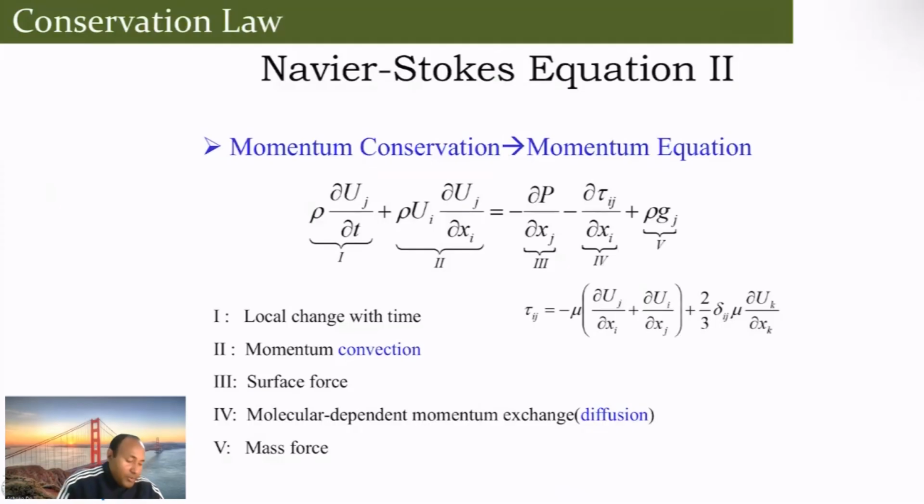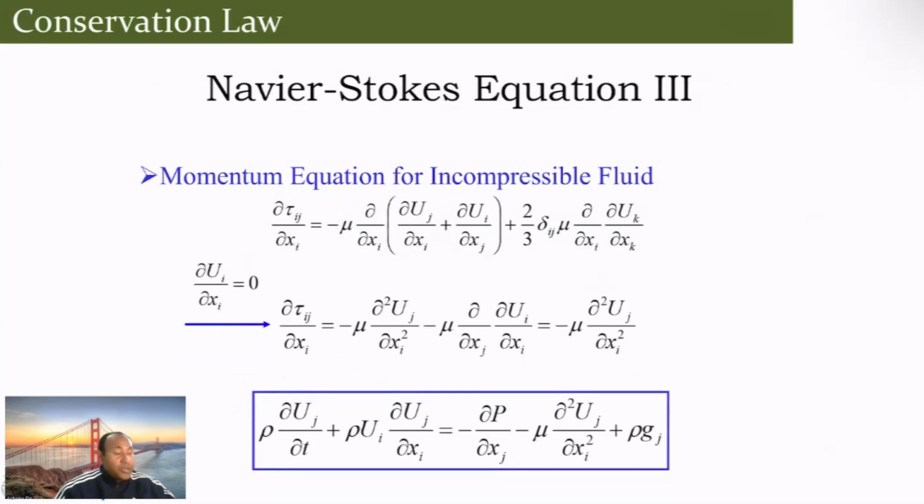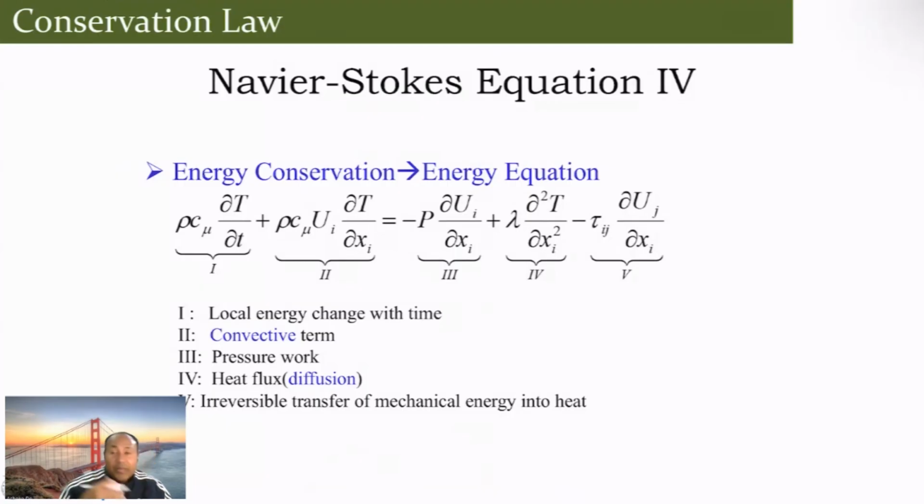Then you have the momentum conservation equation. This is a local time derivative term. This is the convective term. This is the pressure gradient term. This is the surface force, this is the diffusion term, and the mass force term. You can again simplify for incompressible flow, and this kind of equation could be used for an incompressible situation. Okay, so now if you look at the energy equation, this is written in terms of temperature.